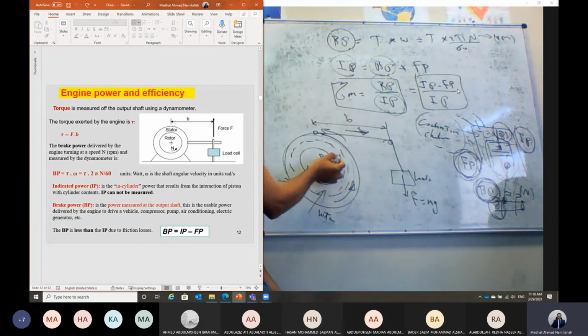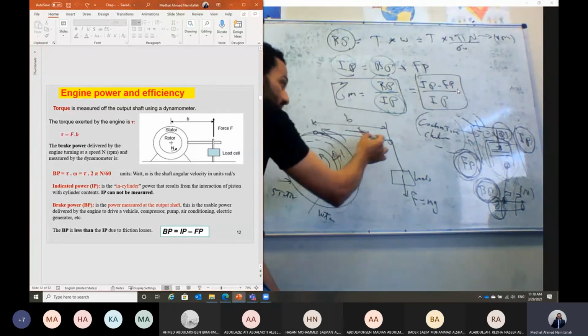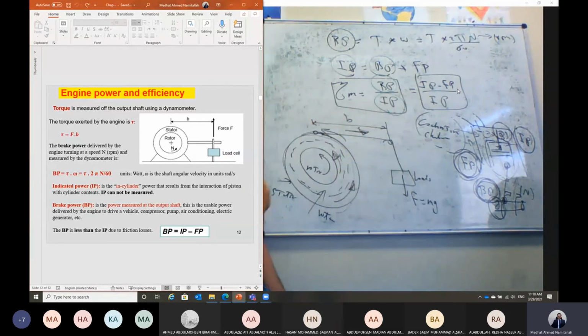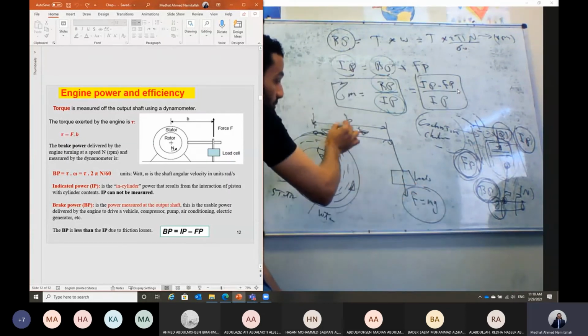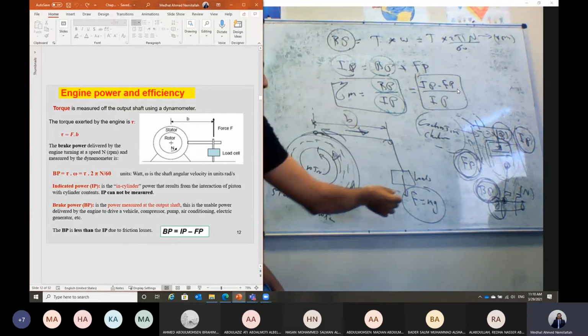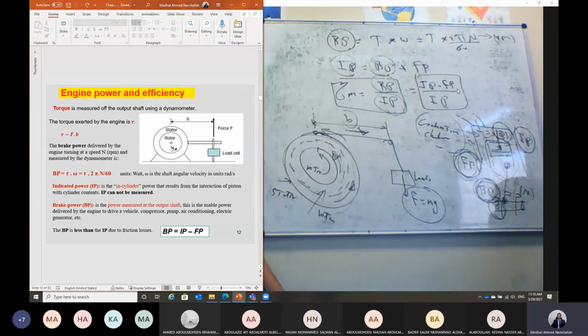So the flow that is rotating inside will try to rotate the outer drum in this direction, counterclockwise. But this load will actually try to apply torque in the reverse direction. And at a steady state, the torque applied by this force, which is the force multiplied by the distance B, should equal the output torque of the crankshaft in this case.